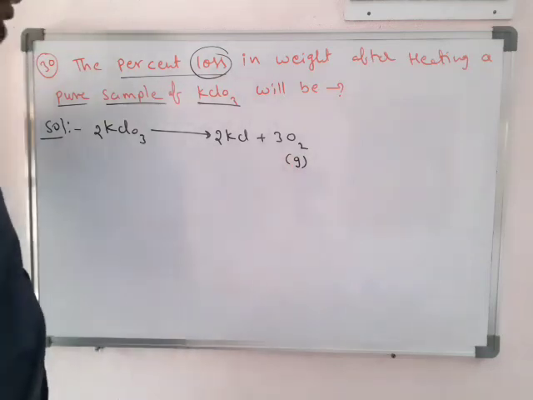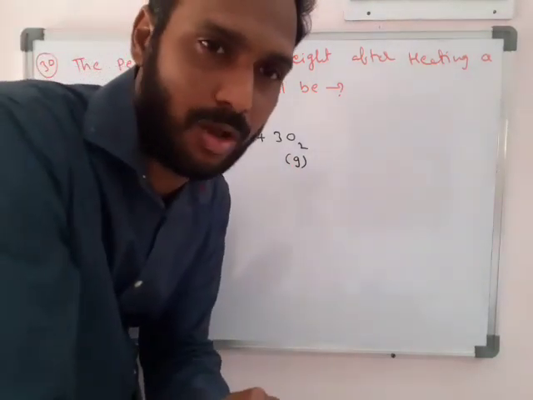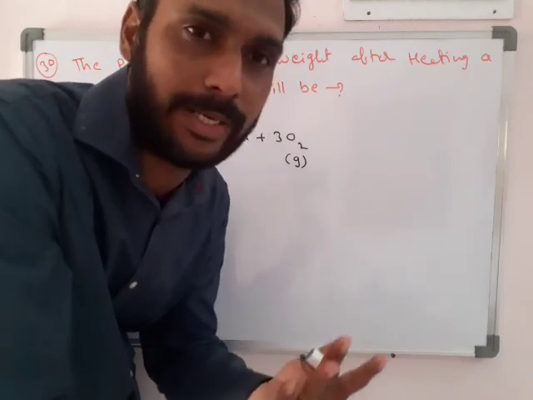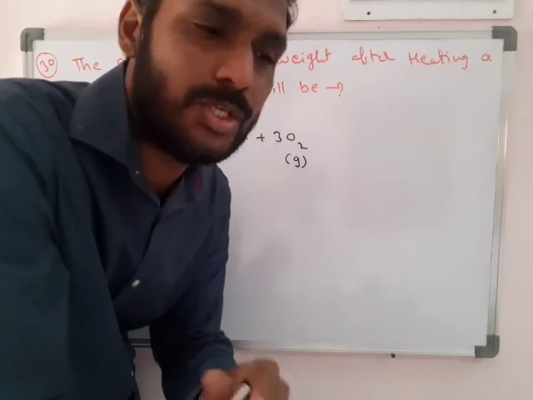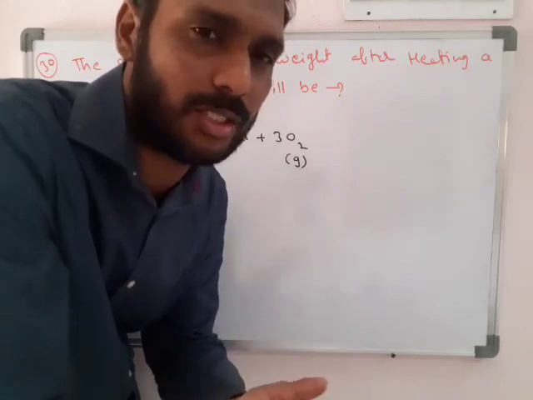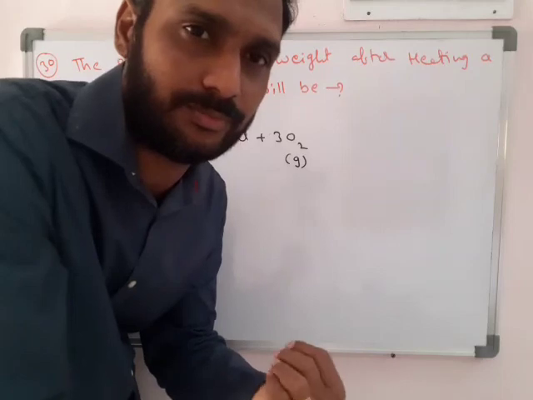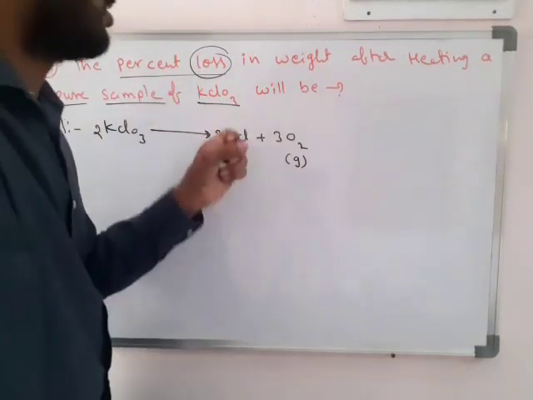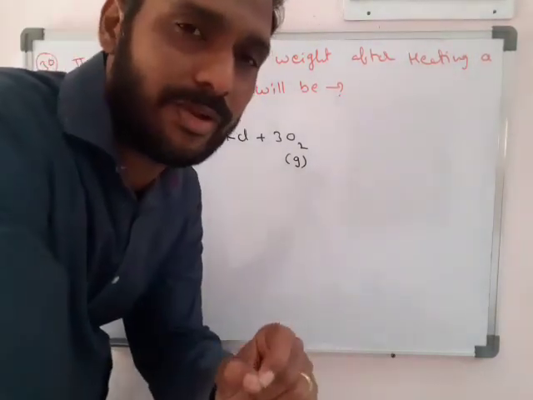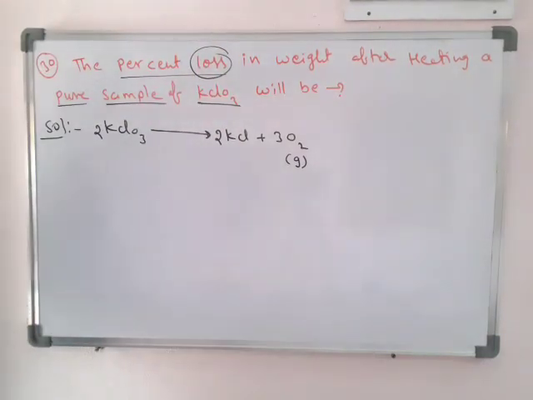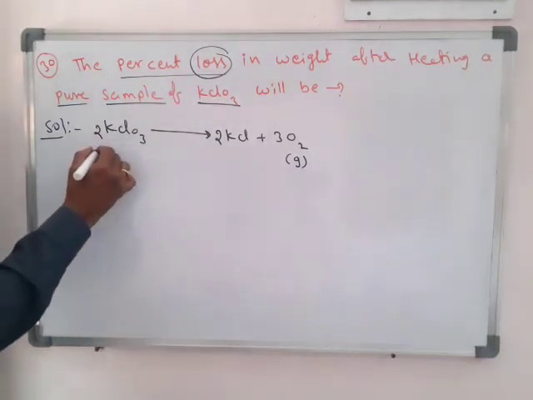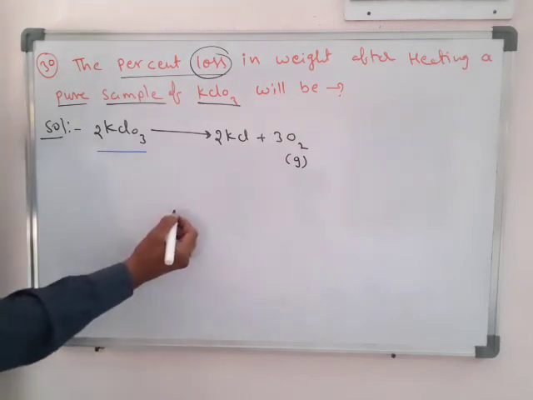Whatever product is formed, some of the product is evaporating, means some of the product escapes from the vessel. So we have to find out how much oxygen went out. Okay, the loss in weight is nothing but the weight of oxygen formed. That is simply given indirectly. So we take potassium chlorate and compare it with the oxygen.